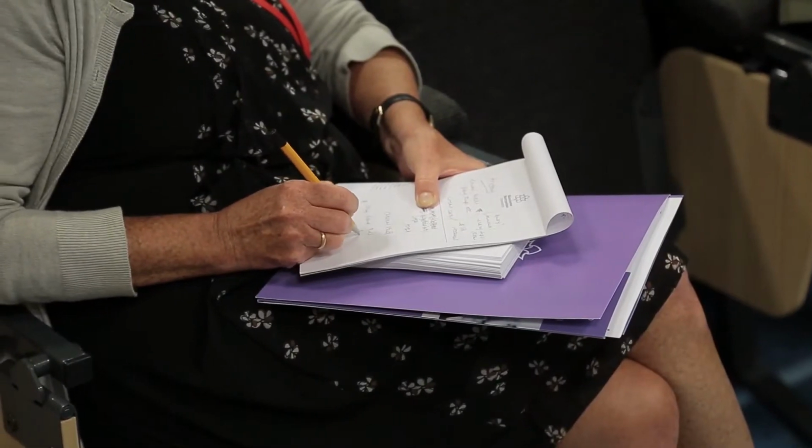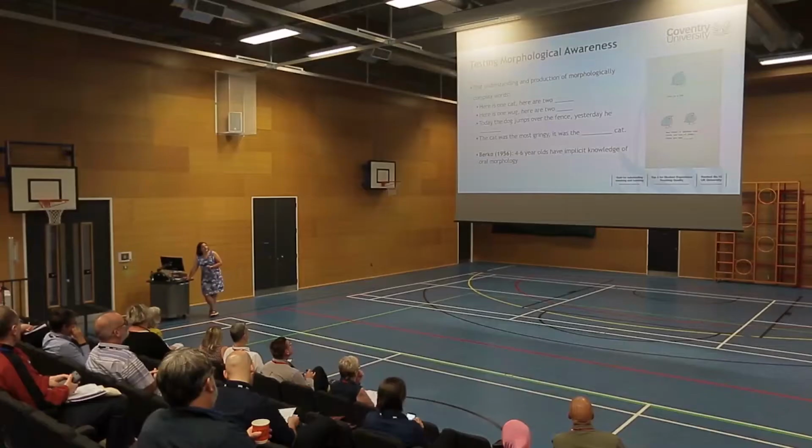So a lot of what we do is looking at versions of this kind of WUG test. So looking at it with real words, here's 1 cat, here are 2 cats. With nonsense words like WUG, which, as I say, show you whether it's productive knowledge. With not just obviously plurals, but with past tense, yesterday he jumped. And also with non-words and more complex things. So the cat was the most gringy, it was the gringiest cat. And children are pretty good at each of these kinds of things.